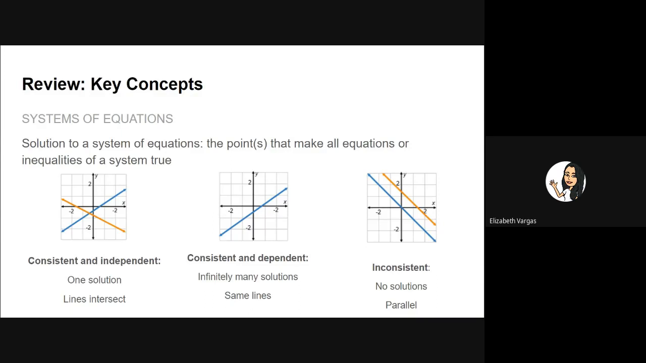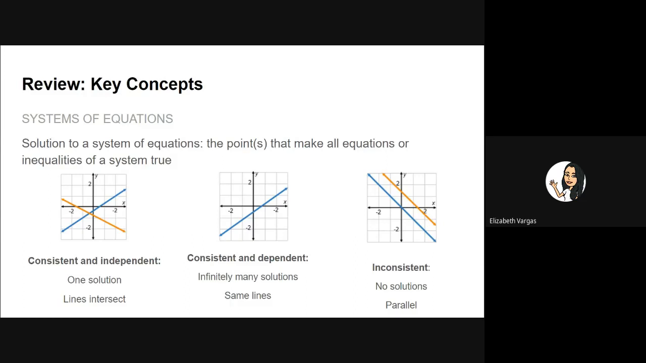We have consistent and independent, which means they are consistent, so they do have a point of intersection, but it happens at one and exactly one intersection point. We have consistent and dependent, meaning they're basically the same line, so they're going to have infinitely many solutions.